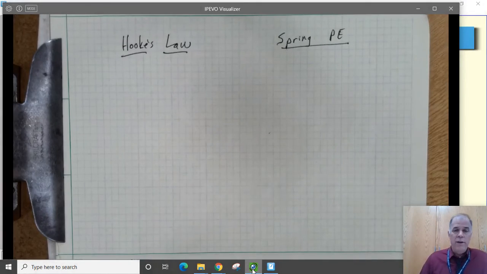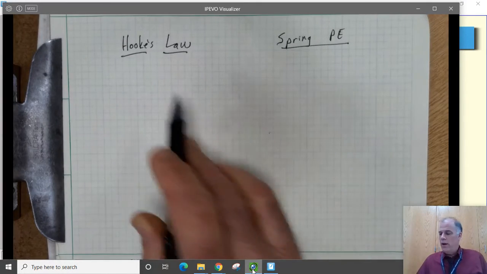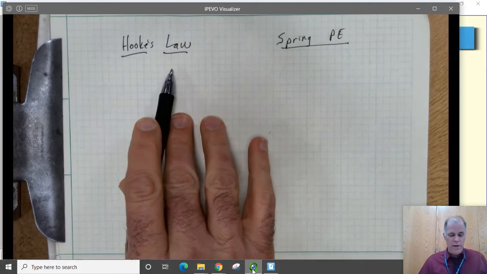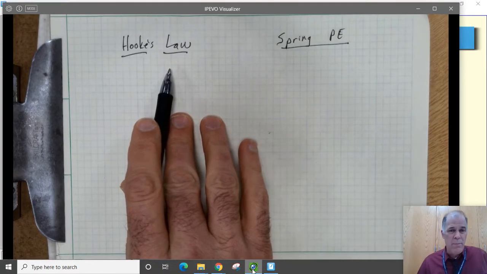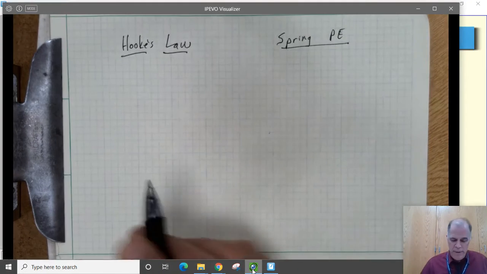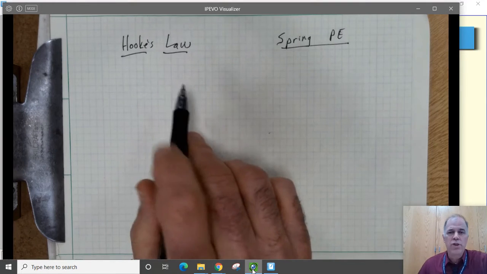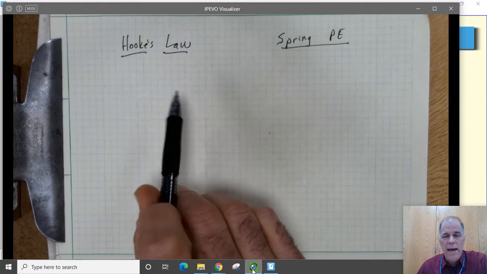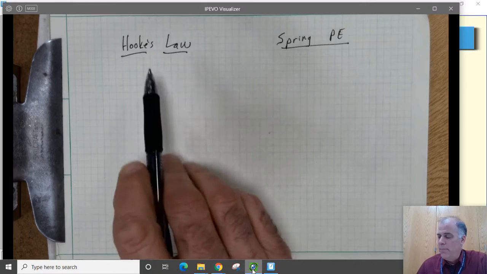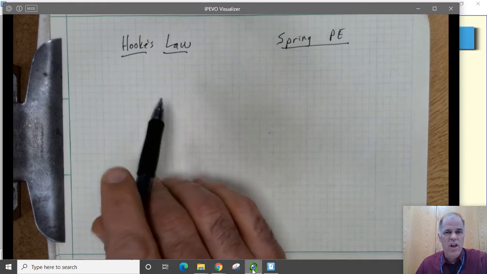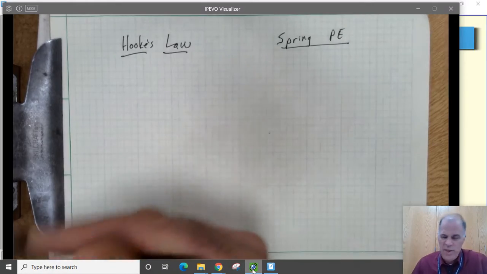All right, now we're going to move on to springs. And Hooke's law is a concept here that is not very complicated, but it just fits in best here. You're actually going to do a lab or a mini lab in class that relates to Hooke's law.